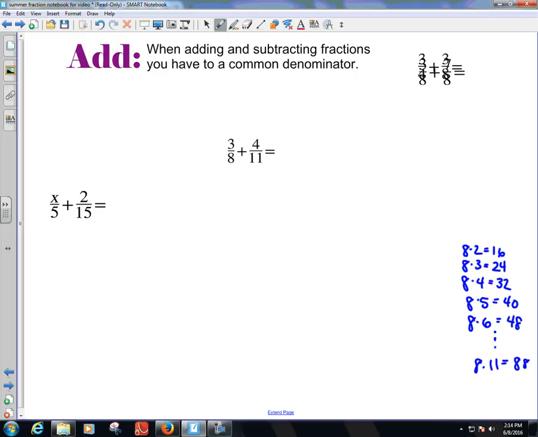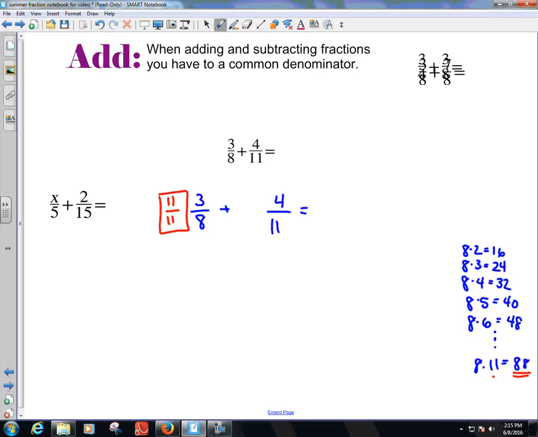Okay, how do I get to 88? I'm going to rewrite this and space it out a little bit differently so I have a little bit more working room. So I need to figure out what I can multiply 3 over 8 by in order to get a denominator of 88. Well, 11. I need to multiply the denominator by 11 to get to 88, which means I also need to multiply the numerator by 11, because 11 divided by 11 is 1. I'm not changing the value of this fraction, I'm just changing the way it looks.